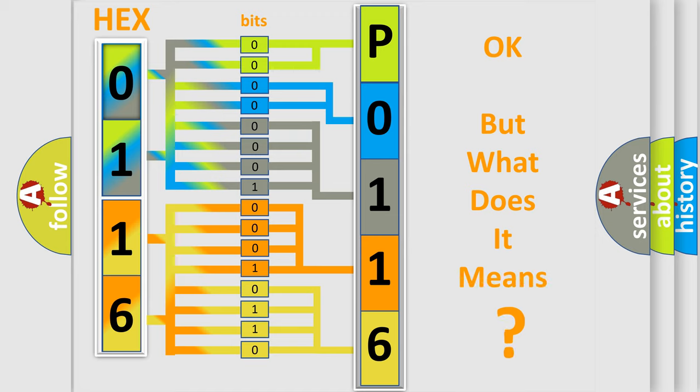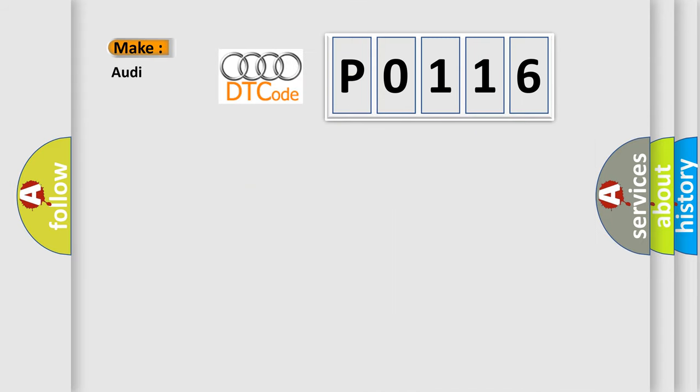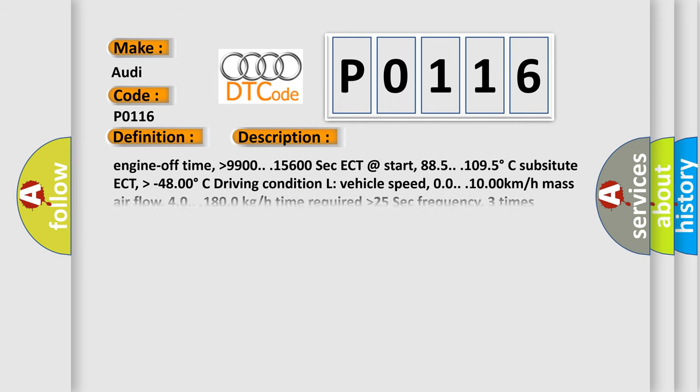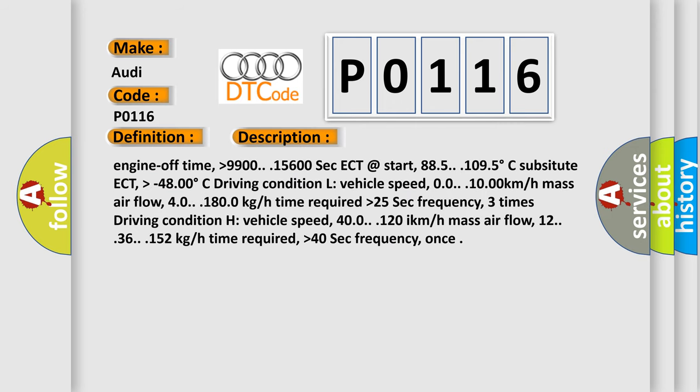The number itself does not make sense to us if we cannot assign information to what it actually expresses. So, what does the diagnostic trouble code P0116 specifically mean for Audi? The basic definition is engine coolant temperature sensor 1 circuit range performance. Only SULEV. And now this is a short description of this DTC code.